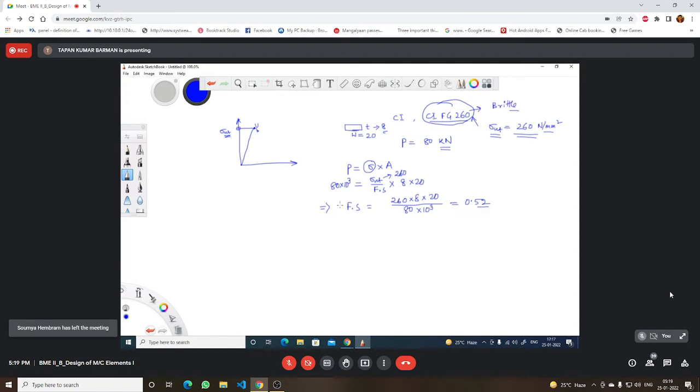This is the maximum stress allowed, that is the value here, the tensile strength. But we are not considering the tensile strength. We are using one factor of safety here. That is basically the allowable stress.